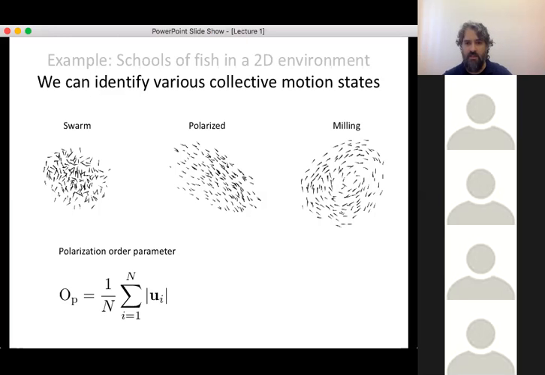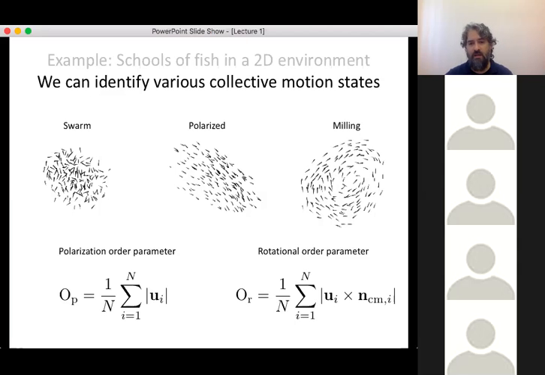And here again, well, okay, just a second. Like this, we can measure the polarization, but we also want to measure the milling, so how much the fishes are rotating around a point. And you do essentially the same, but this time you essentially measure the torque of the system in the same way. This will give you another parameter, which is the rotational order parameter, which again goes from 0, which means that there is no rotational component, to 1, which means that the system of fishes is rotating, is whirling. Okay?